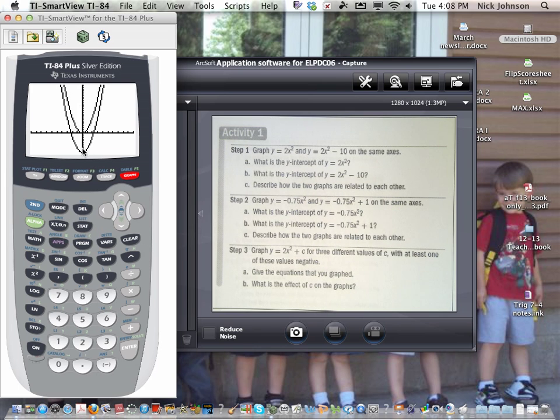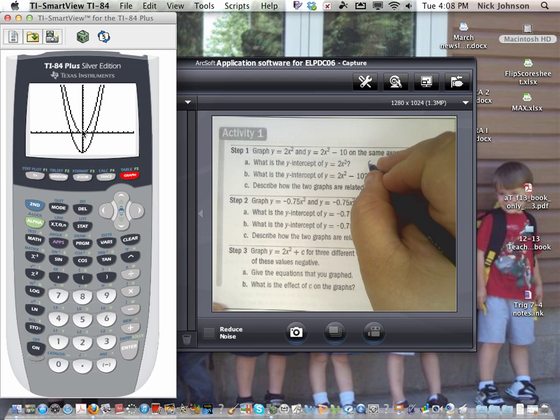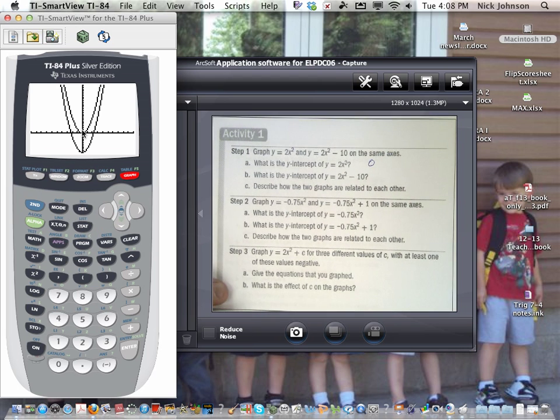Here is the first one, my 2x². Here's my second one, the 2x² - 10. Both of these look similar together. Same width, it looks like. If I were to move this up, it looks like they would lie on the same thing, right? A says, what is the y-intercept of y = 2x²? Well, my y-intercept is where it crosses the y-axis. It crossed the y-axis at 0. So 0 is my y-intercept.